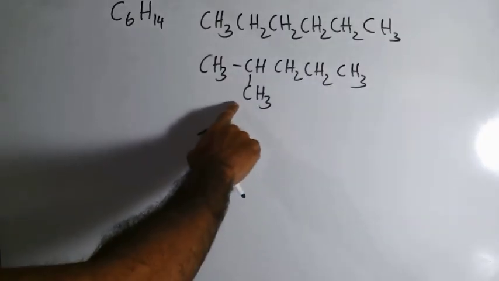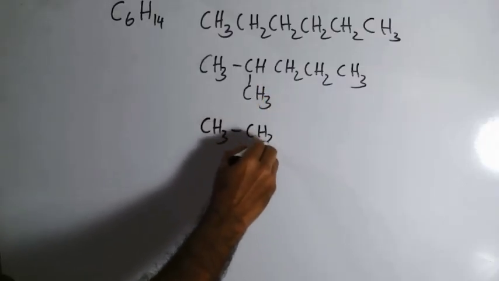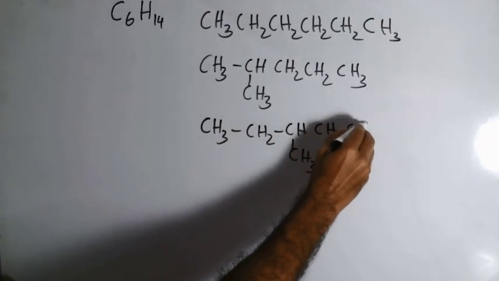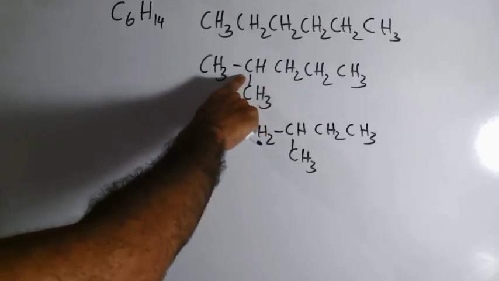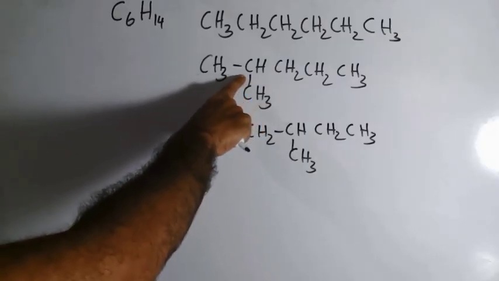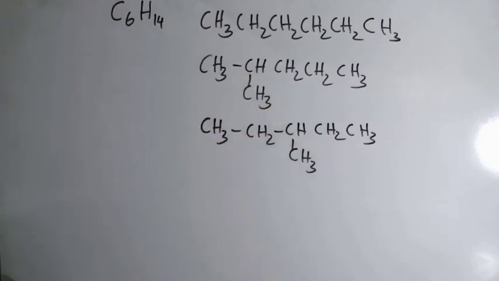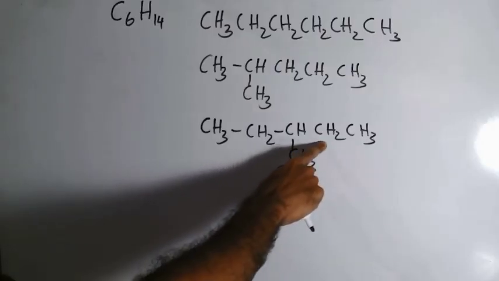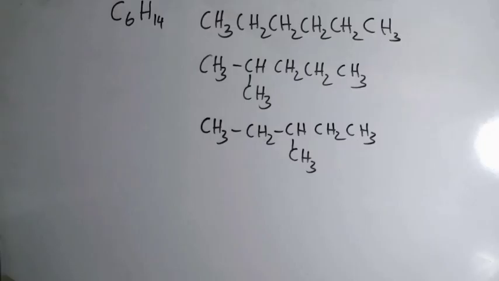Now I can shift this methyl group to here. Once I remove this hydrogen, there is a vacancy available. Through that way, this hydrogen should be applied. Now if I change this methyl to here, then again I will end up with this structure. So there's no point in it because it will become the same isomer.